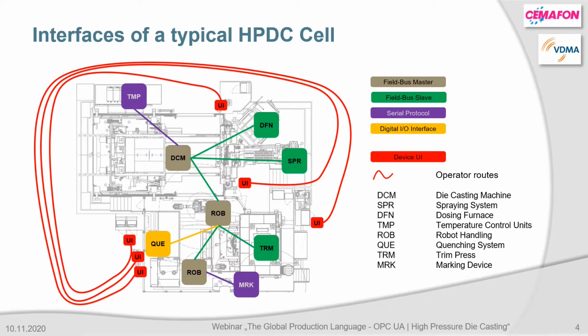We have different field buses today. As you can see, there are different protocols being used inside of a high pressure die casting cell. There's a variety of UI systems, and it's very hard, for example, to get information to the marking device if you want to print information onto a part from other parts of the high pressure die casting cell, because there are automation islands, there are information islands. You have to cross a lot of interfaces and boundaries here to get information between the systems, and this makes setup and using such cells very complex.